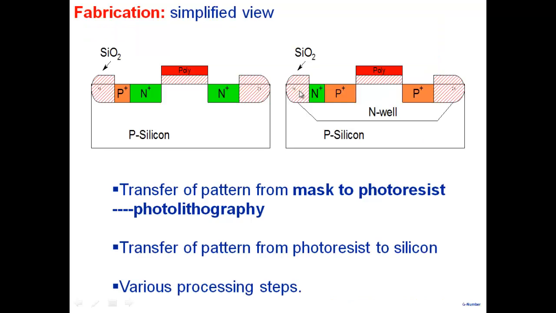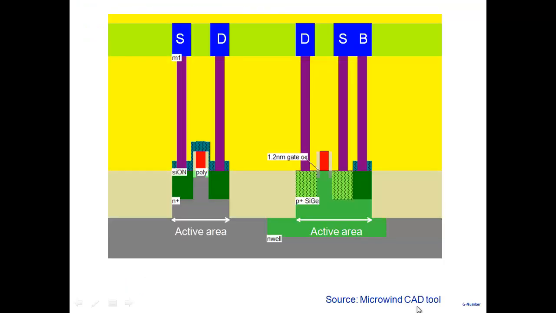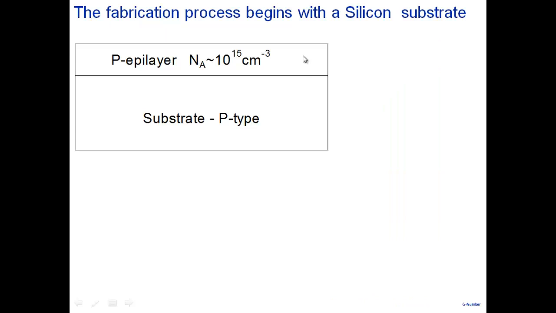Okay. This is a simplified view, and this is a view from the CAD tool that we were discussing yesterday, microwave, more accurate, better. These are also schematics, but a better view of how the MOSFET looks like here. Anyway, so let's start with it. Let's start with the fabrication process.